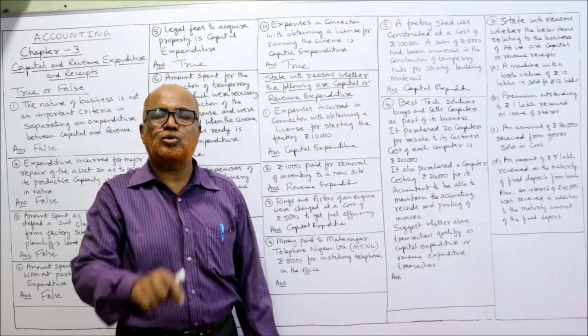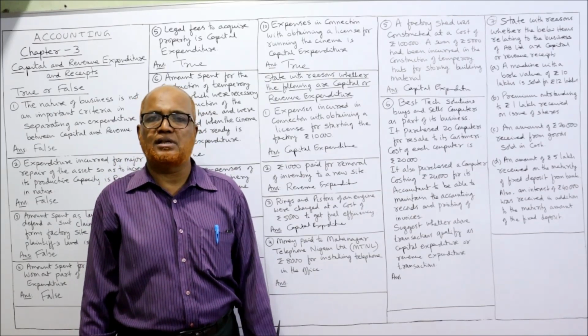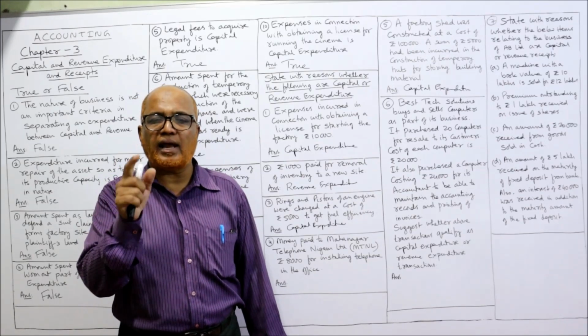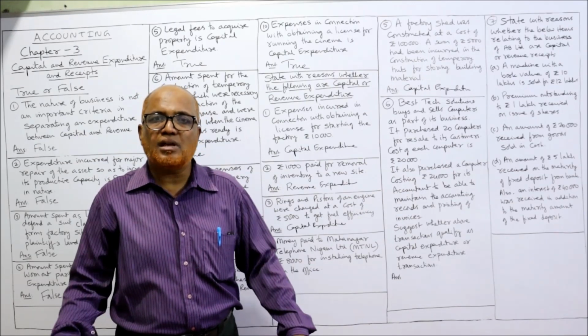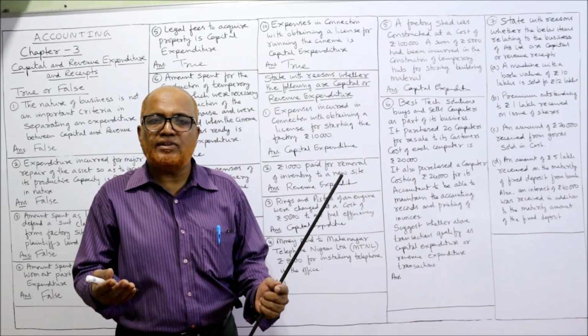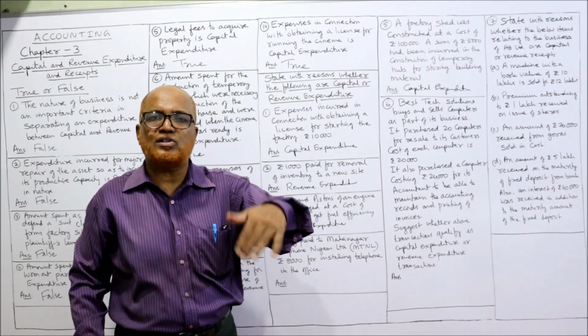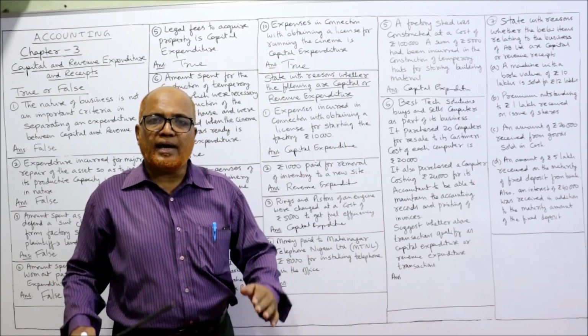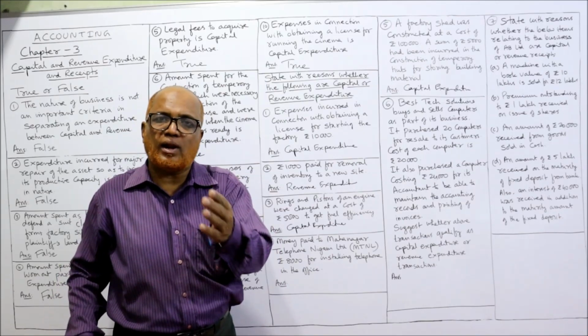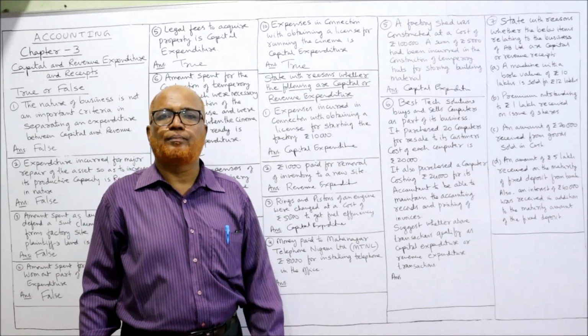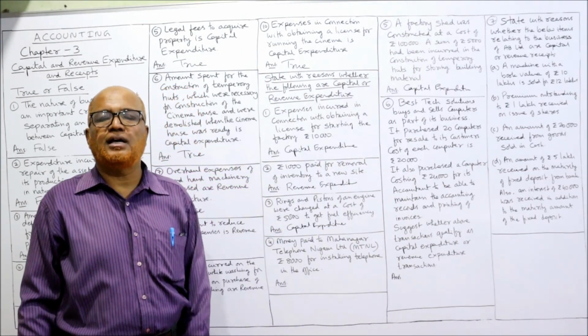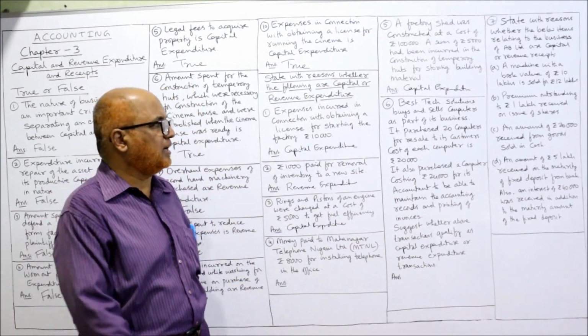So 20,000 into 20, you will get 4 lakh rupees. Now tell me, is this 4 lakh rupees capital expenditure or revenue expenditure? It is revenue expenditure, because the activity of the business is buying the computers for selling. So the expenditure incurred on buying the computers, 4 lakh rupees, and these computers have to be sold in future. So this 4 lakh rupees incurred is a revenue expenditure.